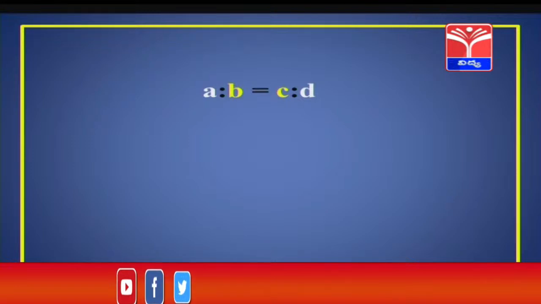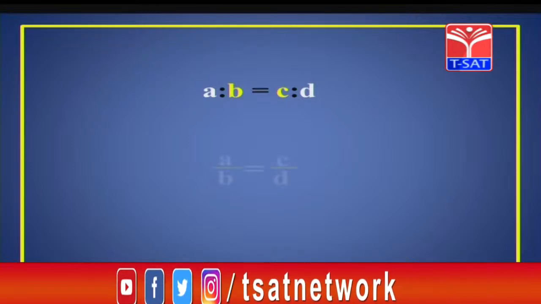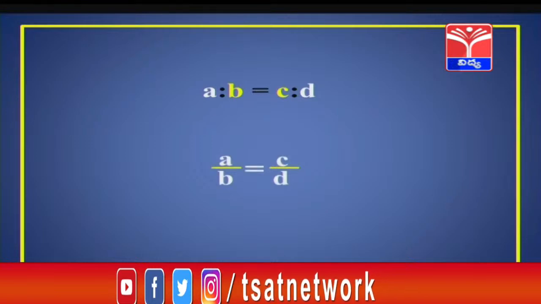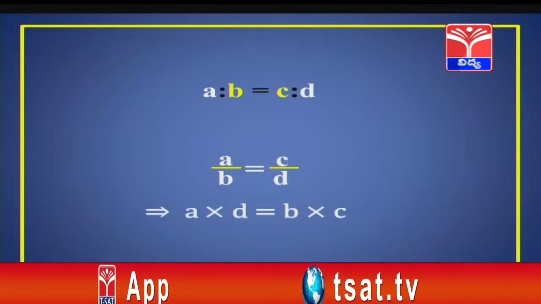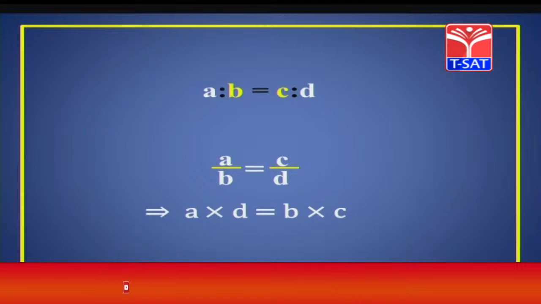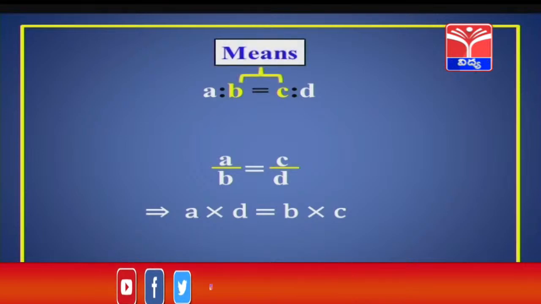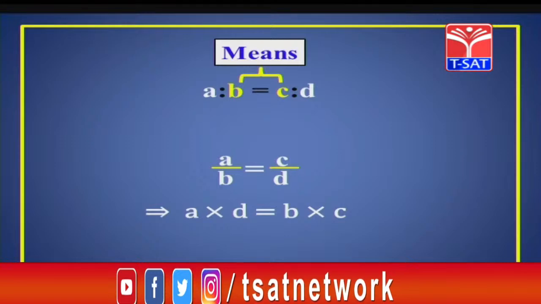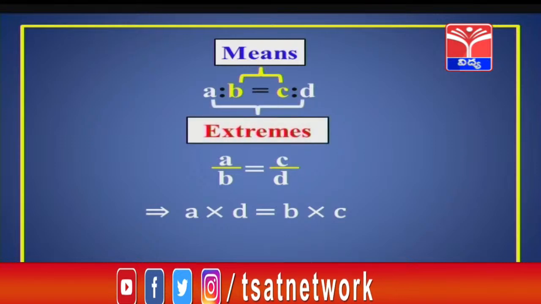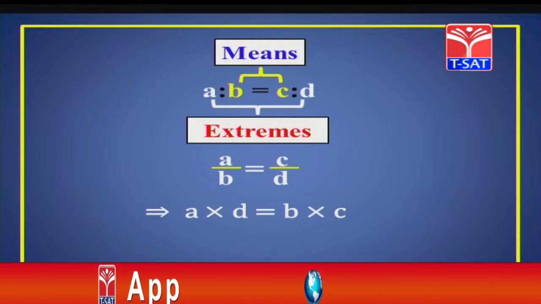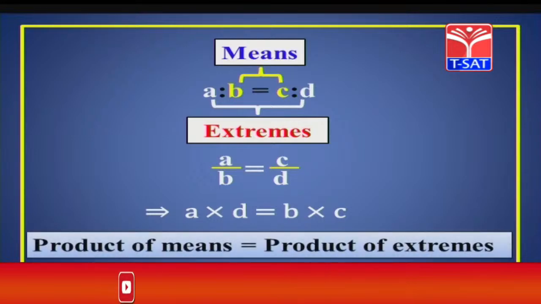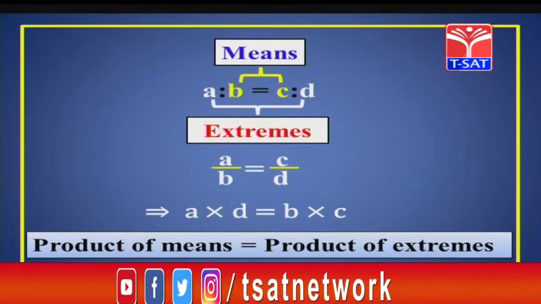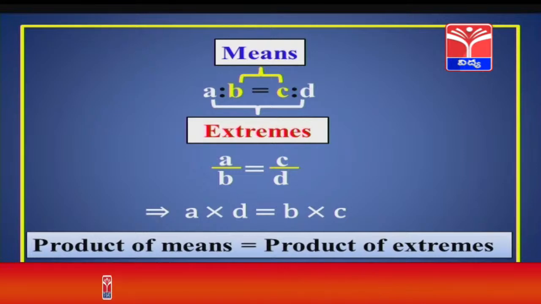Now, consider the ratio A is to B equal to C is to D. That means, I can write A by B equal to C by D. Now, on cross multiplication, what do you get, children? Yes, A into D is equal to B into C. Now, here B and C are called means. Now, what about A and D? Yes, they are called extremes. That means, if you notice, A into D is the product of extremes, and B into C is the product of means. Hence, whenever 4 quantities are in proportion, we can say product of means is equal to product of extremes.